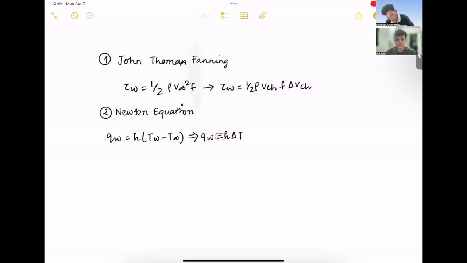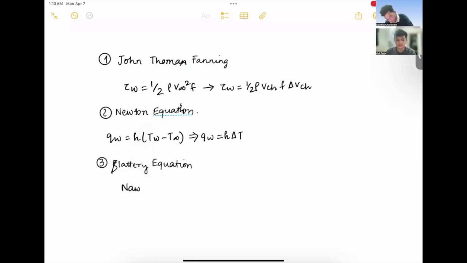Now we will discuss our third equation, which is the Slater equation, which we can write as NAW equals Kc multiplied by (CAW minus CA infinity), which we can also write as Kc into delta Ca.